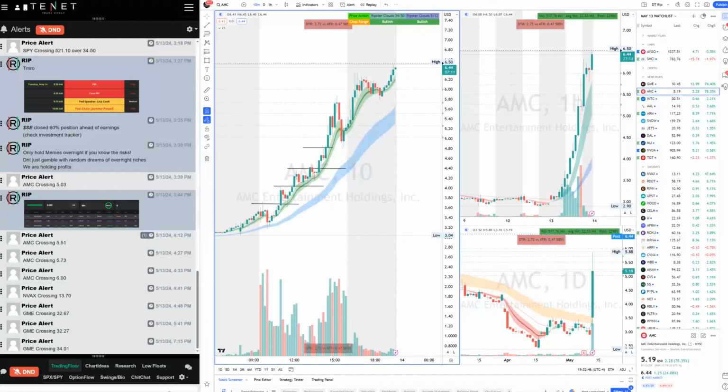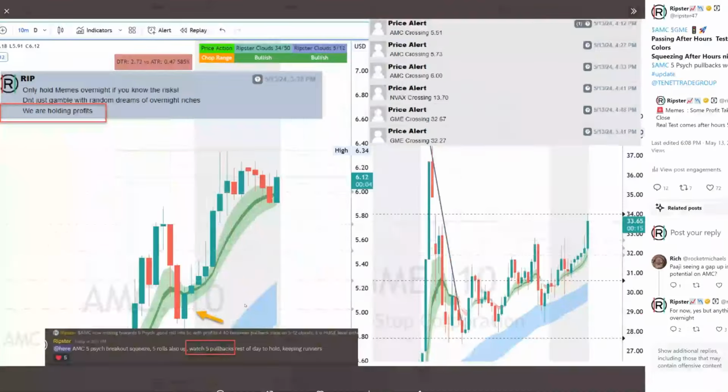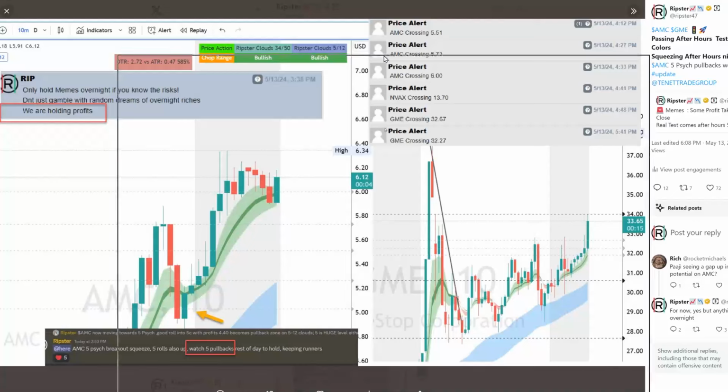This was also my guidance on Twitter. I was guiding all day on AMC on Twitter, and I talked about how this $5 on AMC is a psychological level. You watch that for pullbacks. I shared this idea in one other community as well. We were talking about how this $5 breakout was the $5 pullback the rest of the day. So it pulled back to the $5, held that, and pushed higher.